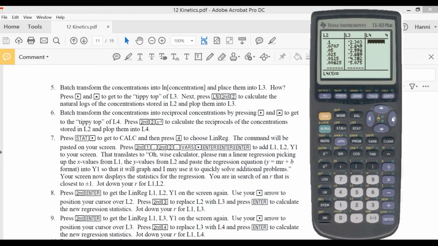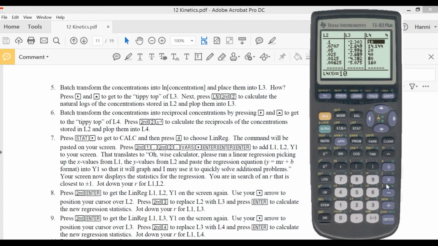Alright, let's do the same thing for the reciprocal now. So go put your arrow over to L4, put it up, and then we're going to take second 2, and then the X minus 1 to take the reciprocals, and then press enter, and it batch transforms those.